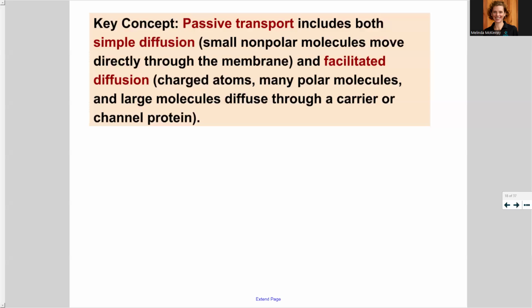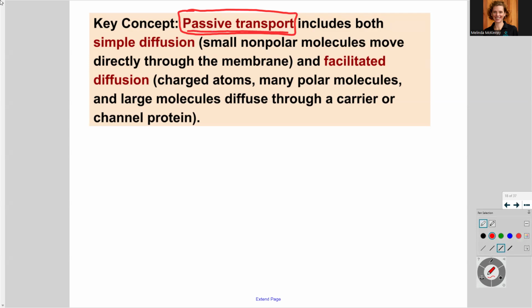Bio 181, Chapter 5 on cell membranes, and we're looking at transport. So in this key concept, we're focusing on passive transport. This is going to be in contrast to active transport, which we'll cover later. So in passive transport, there are two types of passive transport.